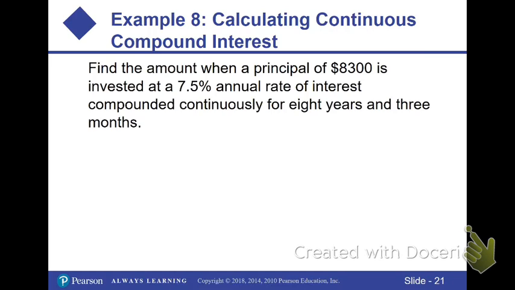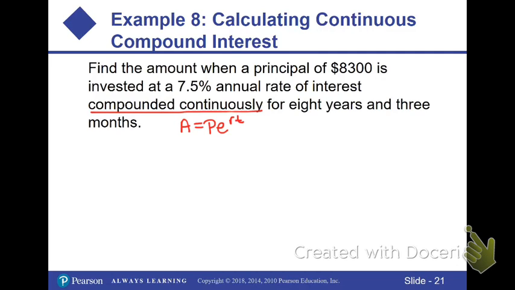All right, so moving on to example 8 then. It says, find the amount when a principal of $8,300 is invested at 7.5% annual rate of interest, compounded continuously for 8 years and 3 months. All right, so I saw compounded continuously, which tells me we're going to use A equals Pe to the rt.